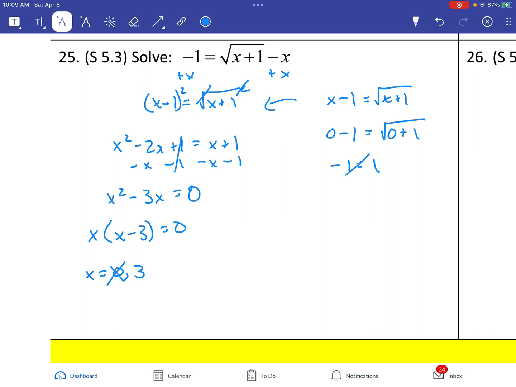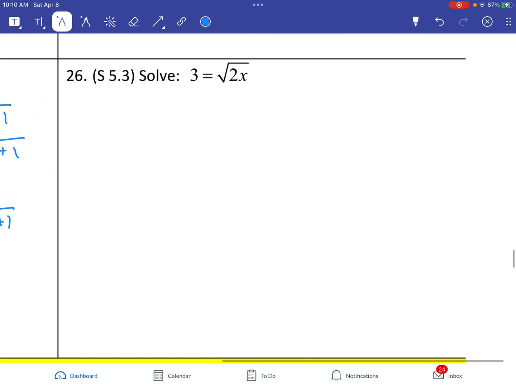Let's try the next one. 3 minus 1 equals the square root of 3 plus 1. Well, 3 minus 1 is 2. 3 plus 1 is 4, and the square root of 4 is 2. So that does work. So 0 does not work, but 3 does.